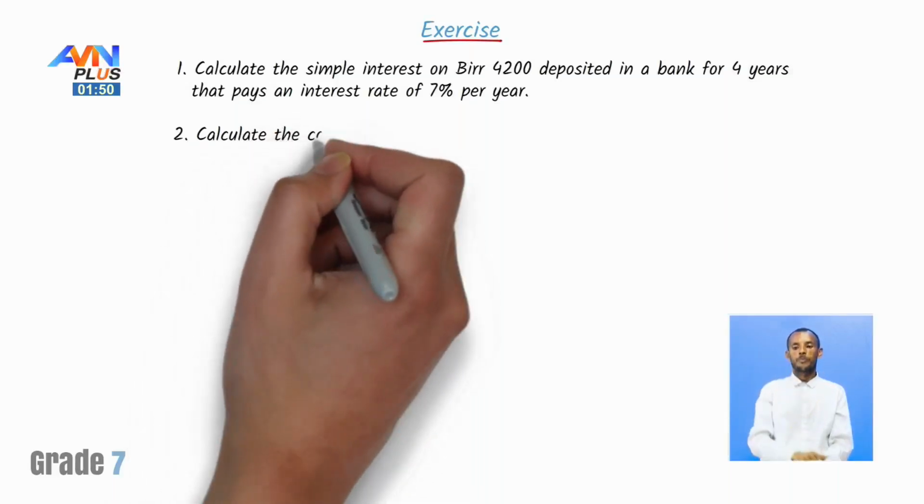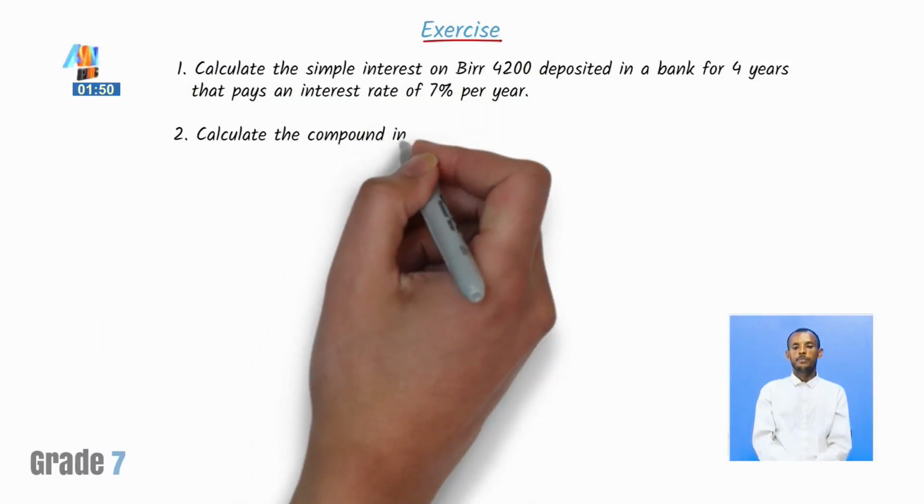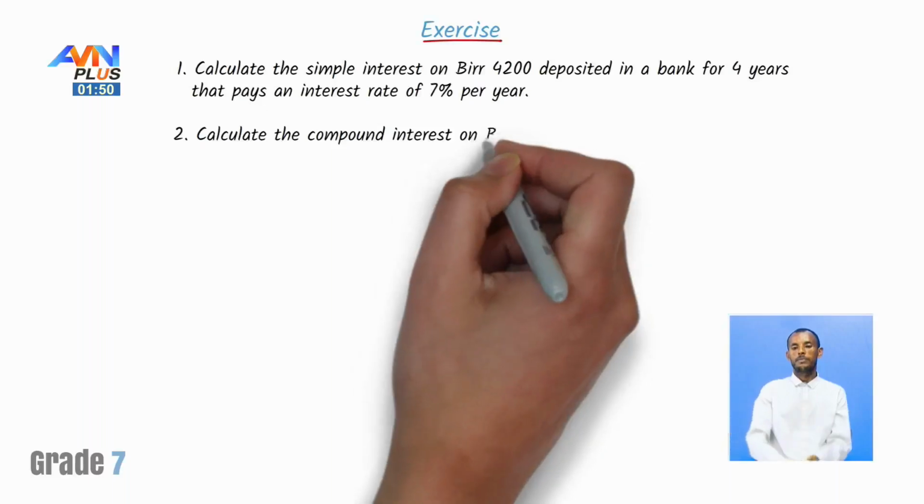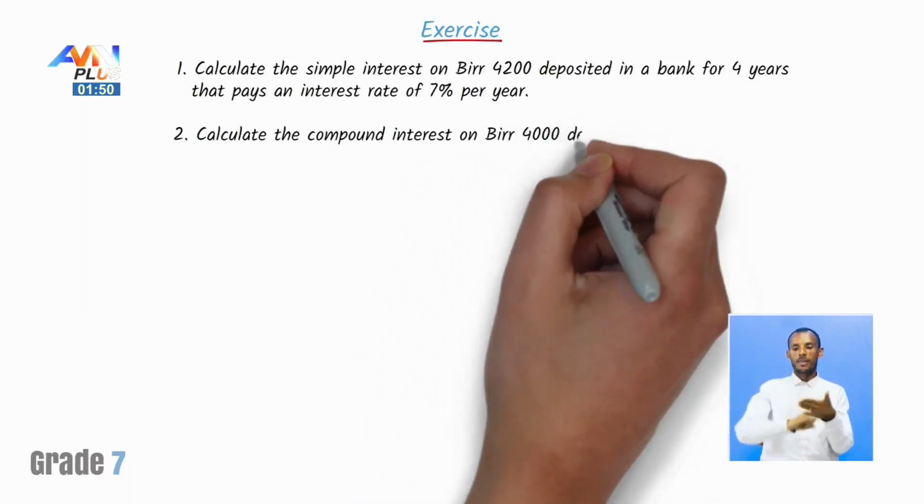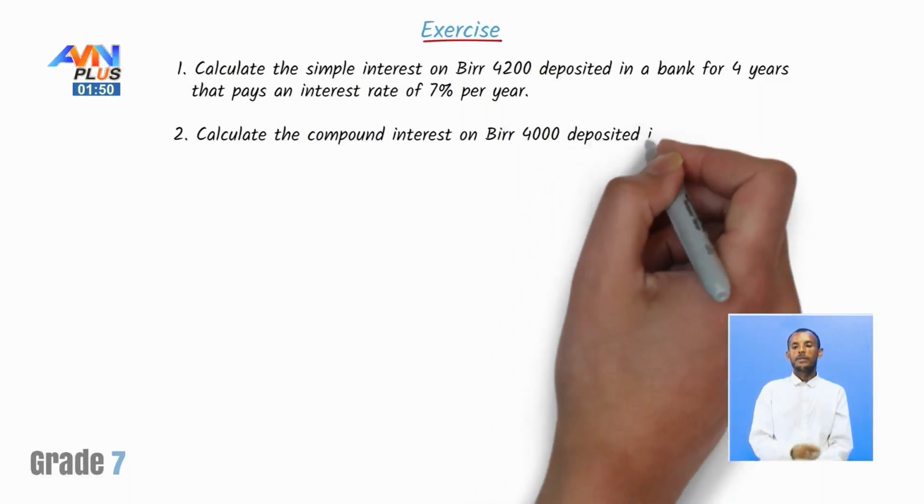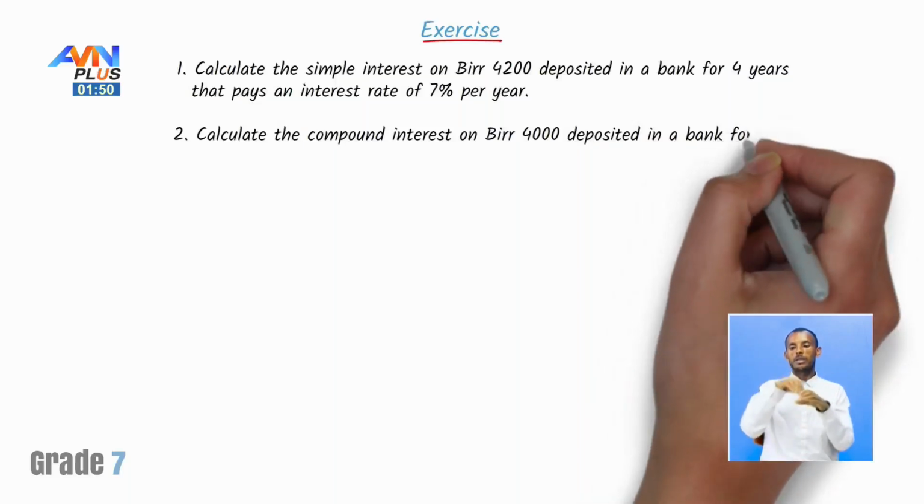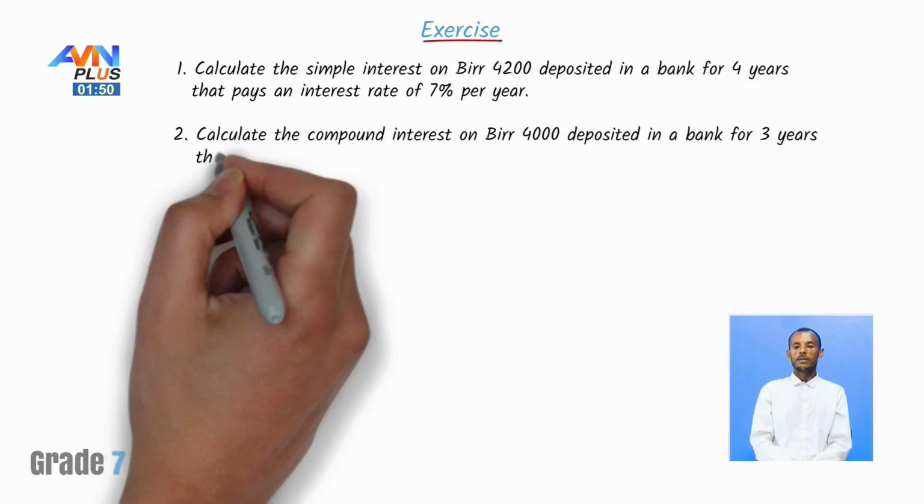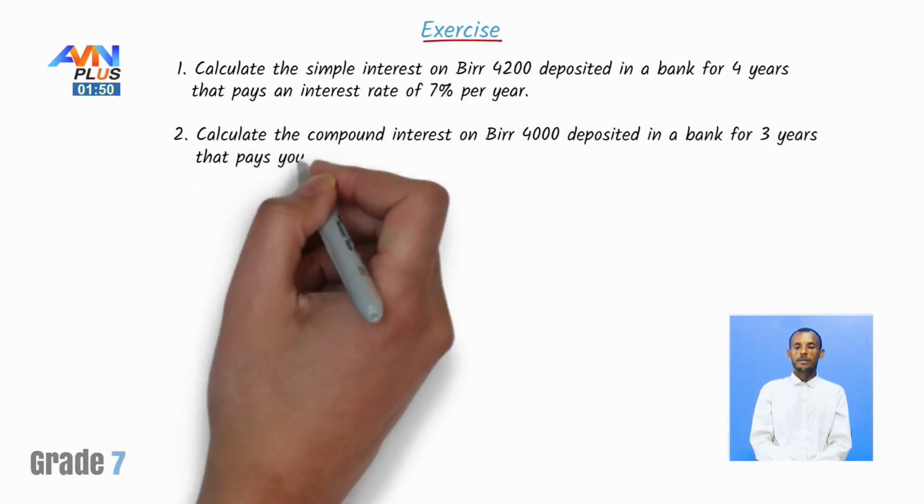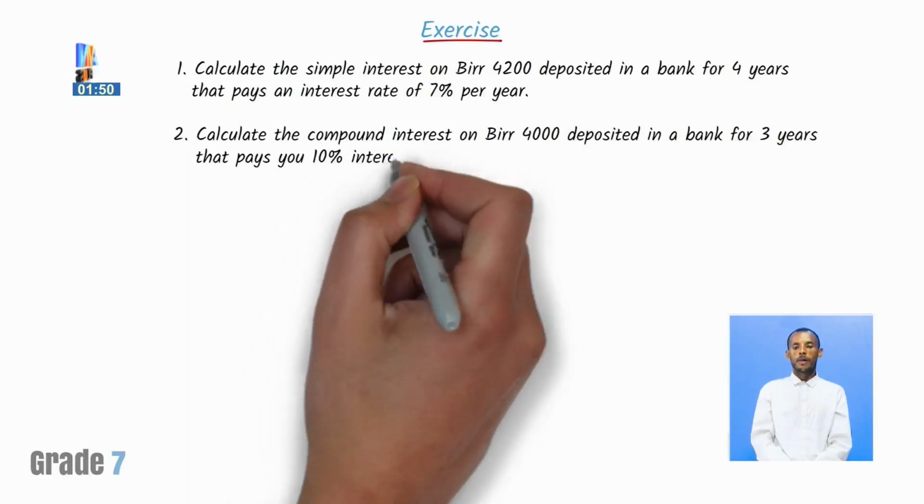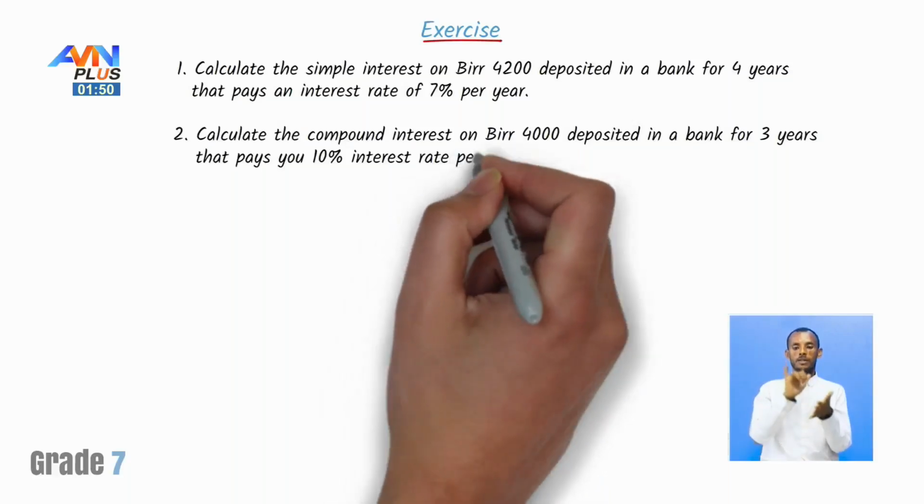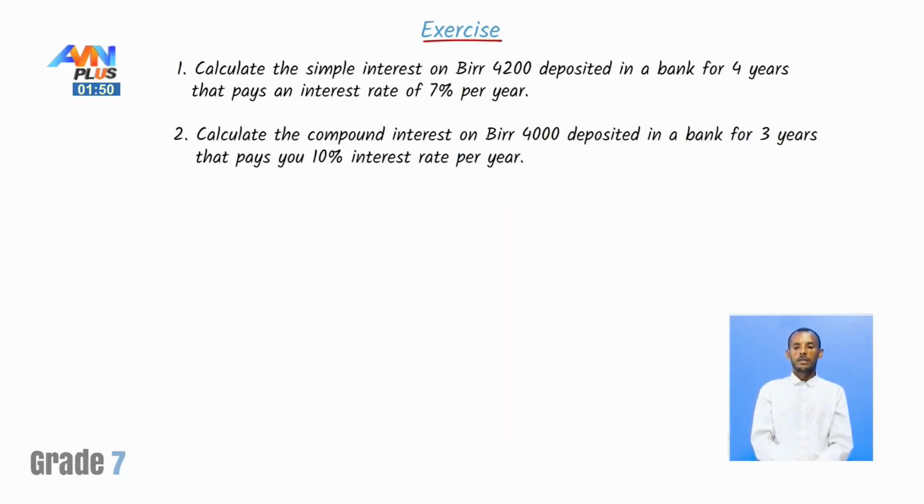Second question. Calculate the compound interest on $4,000 deposited in a bank for 3 years that pays you an interest rate of 10% per year.